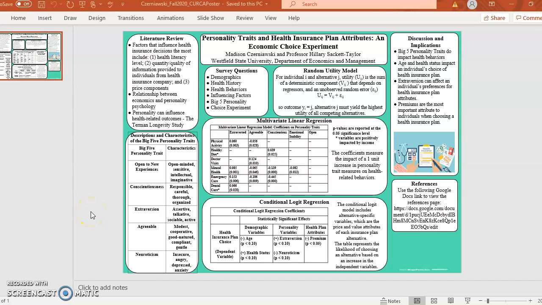Hi everyone, my name is Madison and I'm going to be talking about my fall 2020 Kirka poster. I worked on this over the summer too, so this is also my SURF project, and I worked with Professor Hilary Sackett-Taylor from the Economics and Management Department.